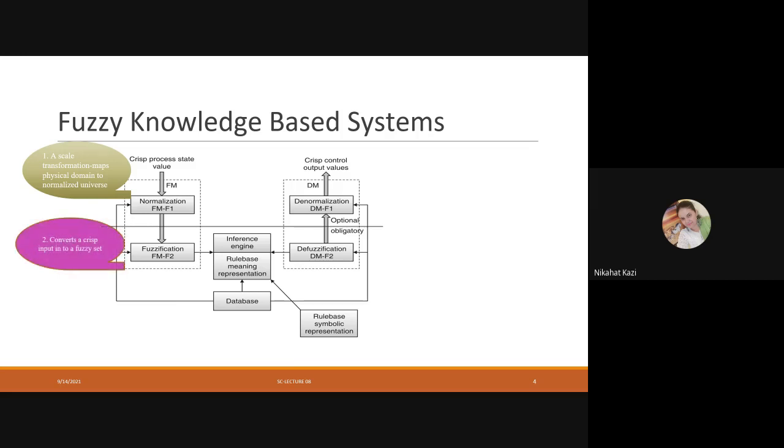Okay, and what does this fuzzification do? It converts a crisp input to a fuzzy set. You know already what fuzzification does. So whatever the value is, you need to convert that value, or map that value, into a fuzzy set. Okay, so how do you do it?